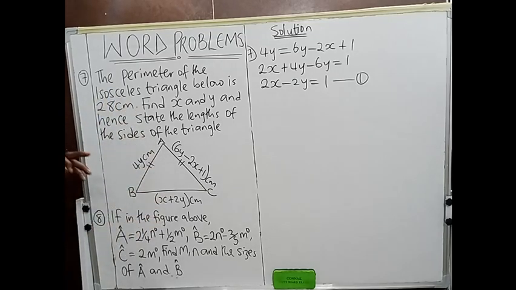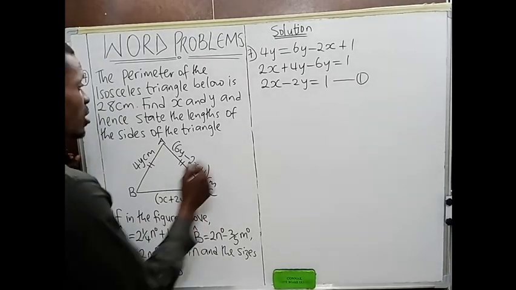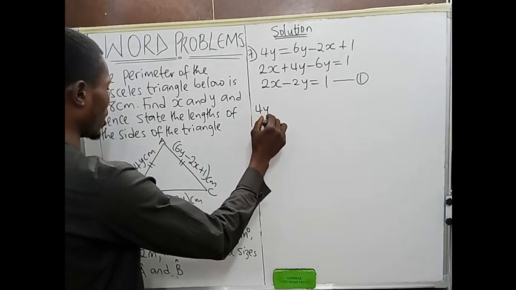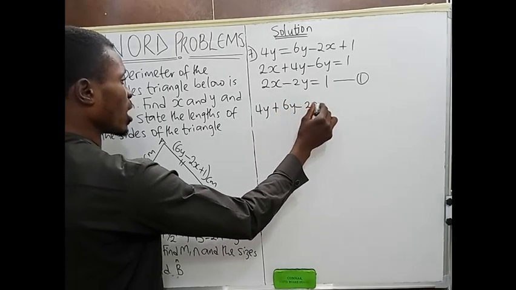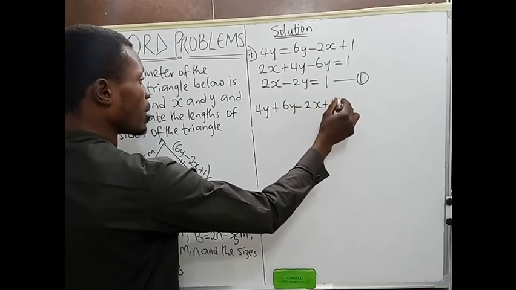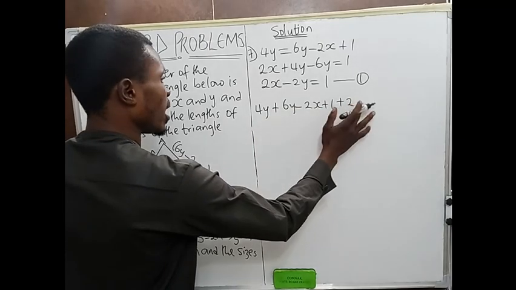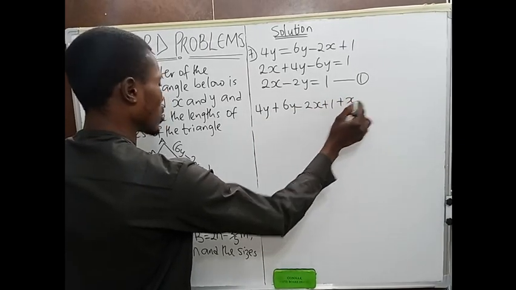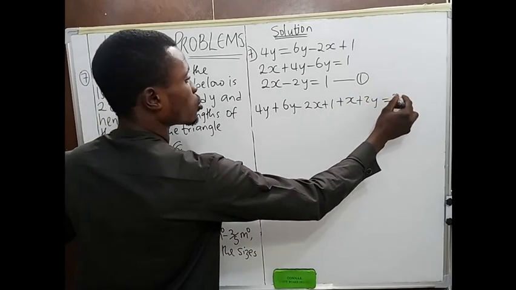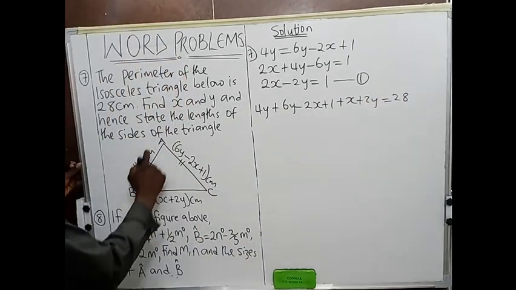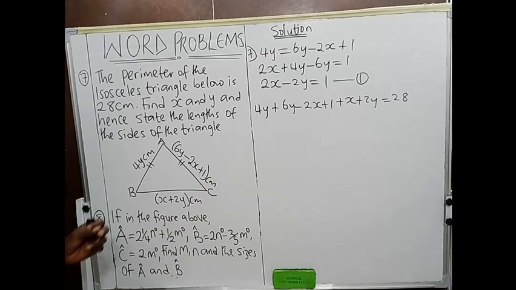Now the second equation, we're also told that what? The perimeter of the triangle is what? 28, meaning 4y plus 6y minus 2x plus 1 plus x plus 2y equals 28. That is the sum of the sides of the triangle gives the perimeter.